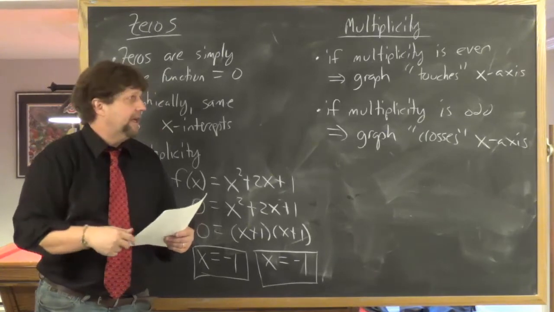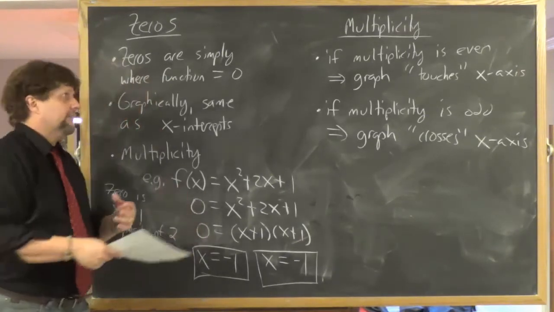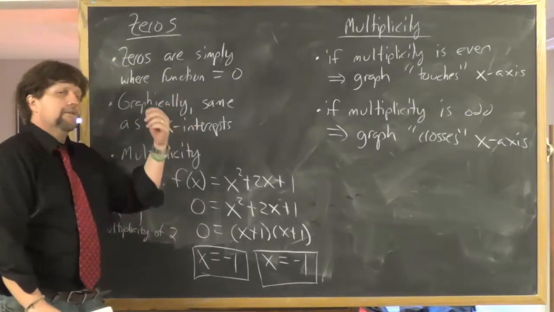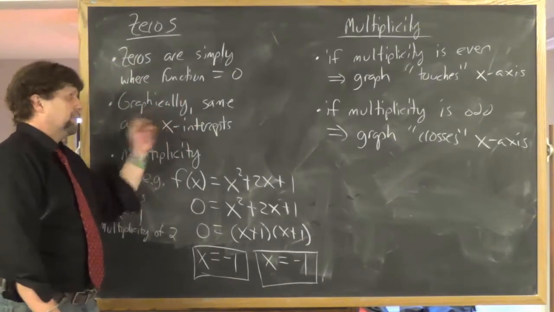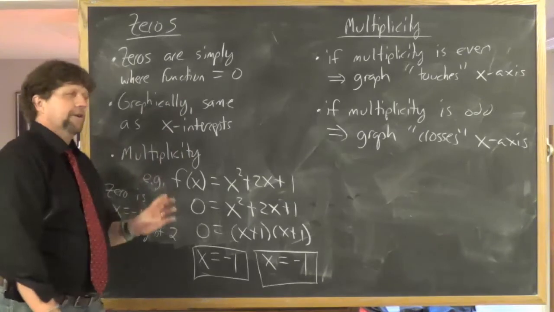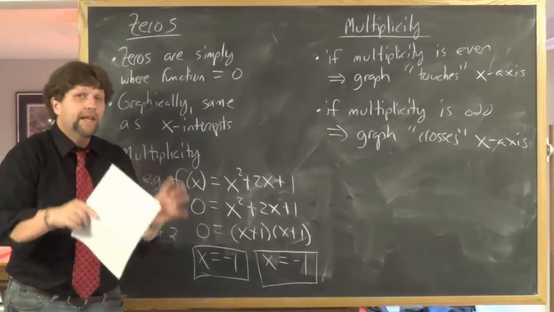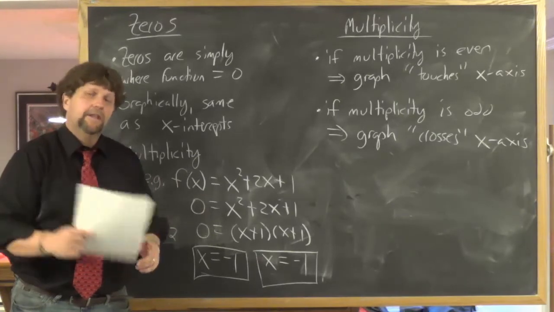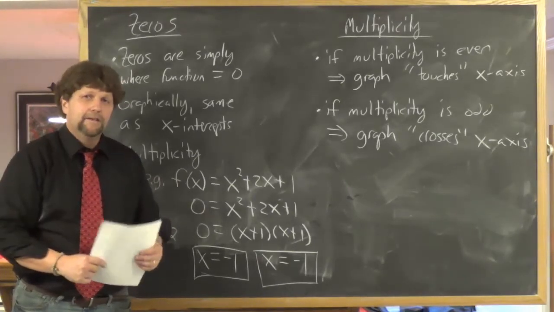Let's see how we can use all of this knowledge so far: the leading coefficient test, zeros being the same as x-intercepts, and multiplicity. Let's see if we can put that together to sketch the graph of a polynomial function. It's going to be the next example when we come back.